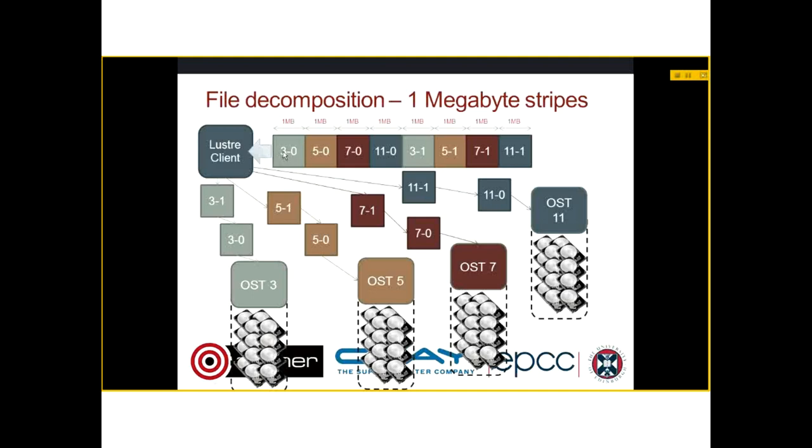You can write out the first part of this stripe of this file out to this OST, and this OST can be writing to disk, which is relatively slow, at the same time as you are writing out the second megabyte to this OST, which is writing out, etc. So you can get some parallelism already from a single process writing out.